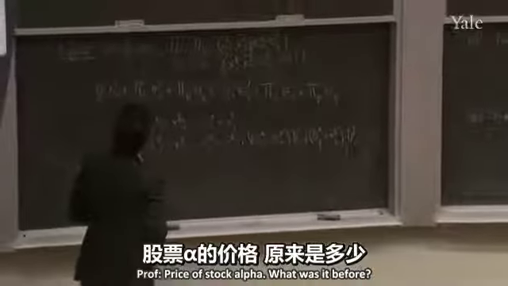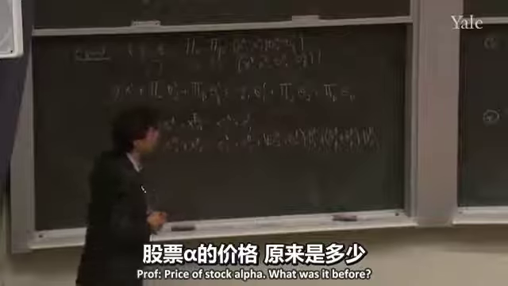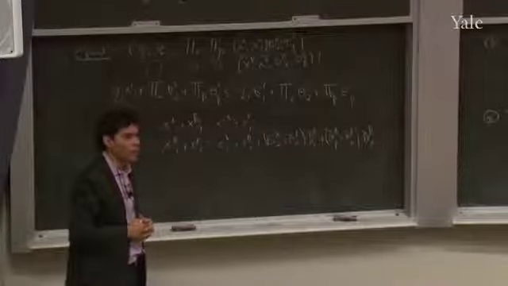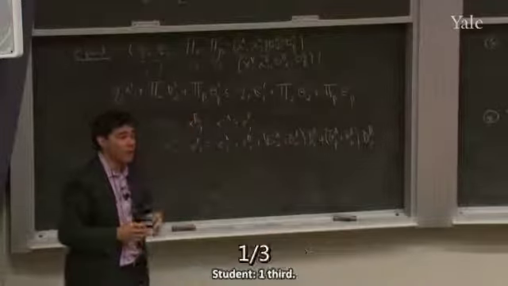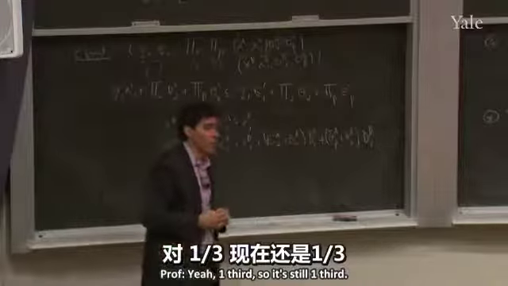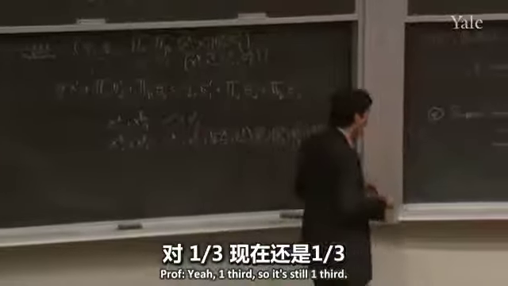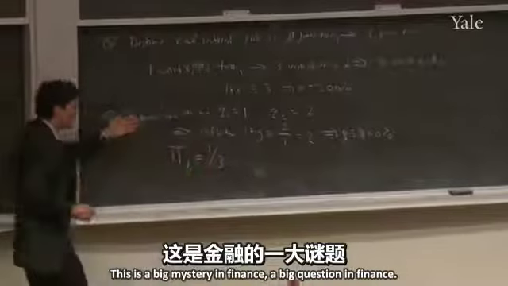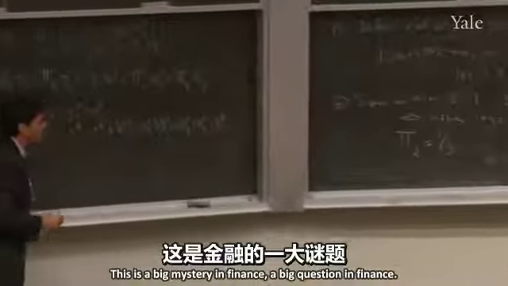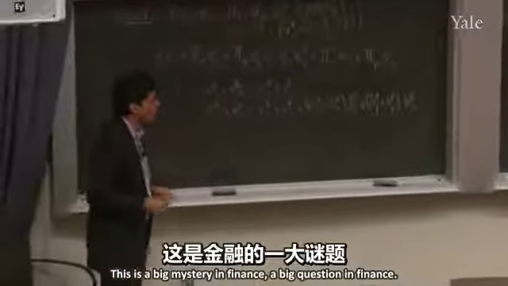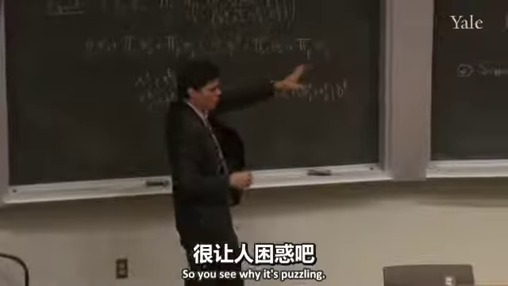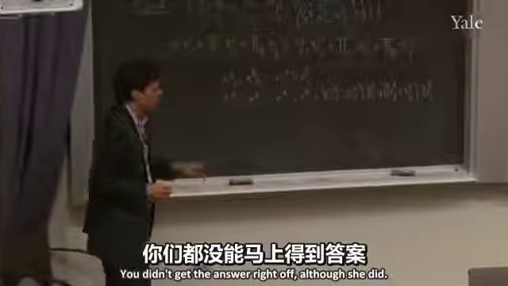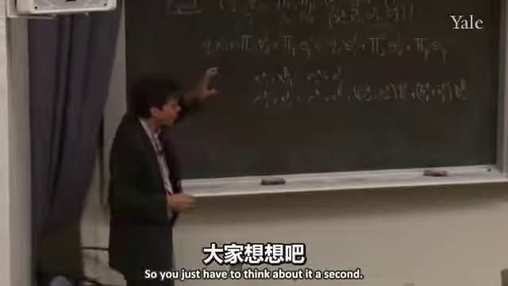Price of stock alpha. What was it before? So what was it before? One third. So it's still 1/3. Okay, so here we've got a big mystery in finance, a big question in finance. And now, you see why it's puzzling. You didn't get the answer right off, although she did. But you just have to think about it a second.